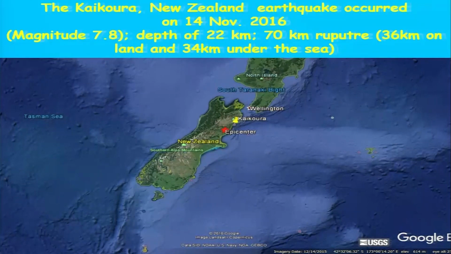The magnitude was 7.8. Okay. So, the information which is shown here is extremely important in terms of the hazard assessment. One is the magnitude, second is what depth the earthquake has occurred, and then the rupture length. So, the depth was quite close to the surface, only 22 kilometers.